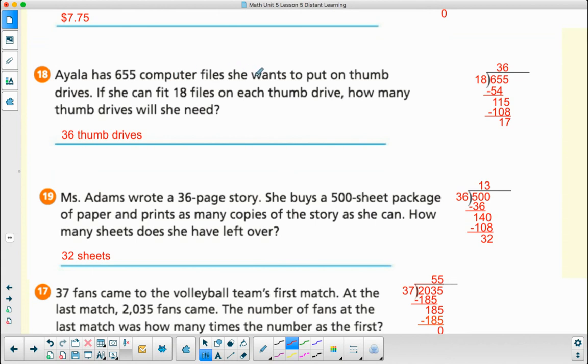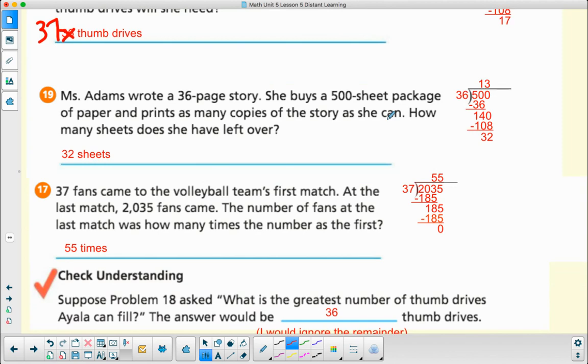Ayala has 65 computer drives she wants to put on thumb drives. If she can fit 18 files on each thumb drive, how many thumb drives will she need? I had 36, but I still have 17 files. So I need to add one to my quotient because I need one more entire drive to put those 17 on.